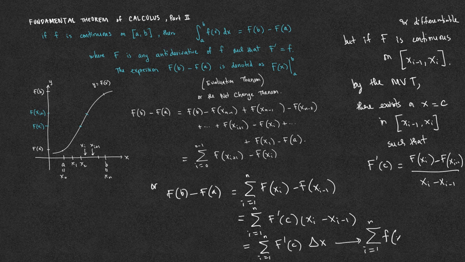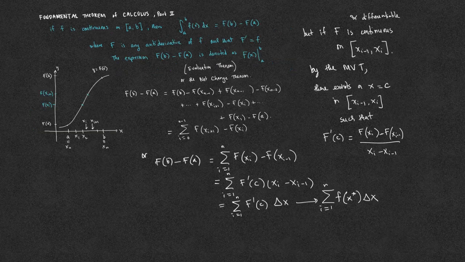This is the sum of f(x star) times delta x. And as n goes to infinity, this sum is the definite integral from a to b of f(x) dx.